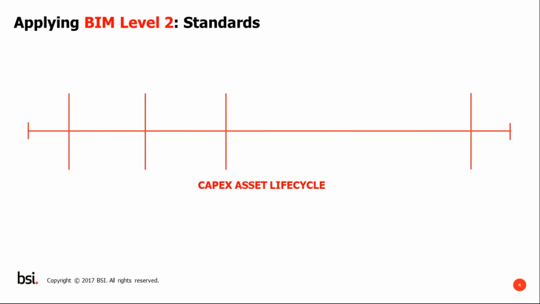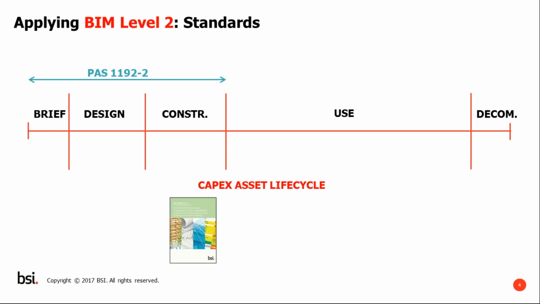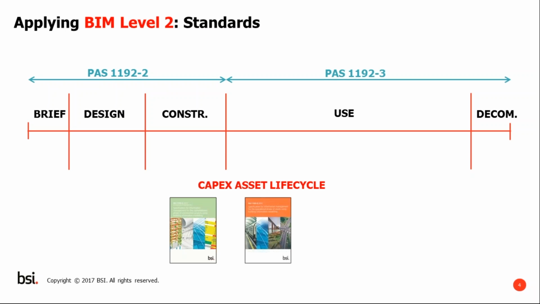Great. Okay, so let's start off with quite a simplistic model of a CapEx life cycle of an asset, starting off with the brief, going through design, construction, in use, and then finally decommissioning. Looking at the relevant 1192 standards against this life cycle, PAS 1192 Part 2 covers from brief all the way to handover stage. We then have PAS 1192 Part 3, which covers from the in-use phase or the handover phase to the decommission of the asset.